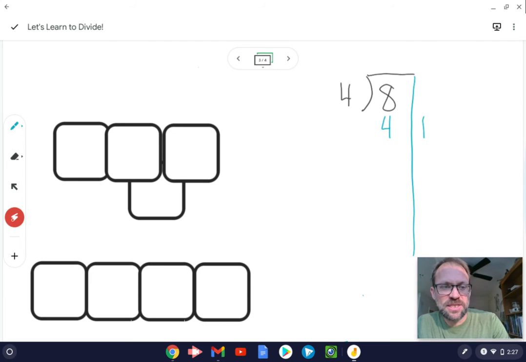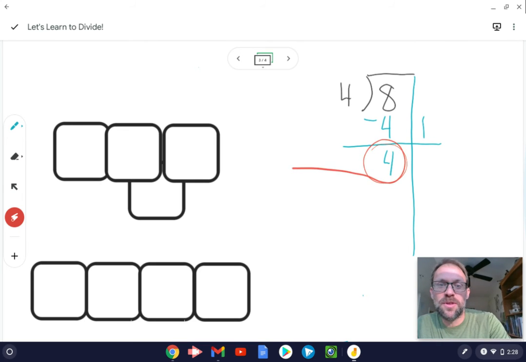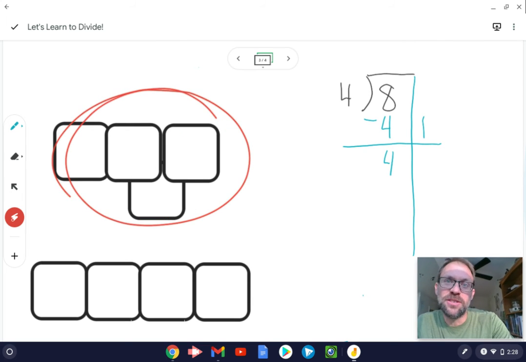So just like we set aside these 4 squares from the pile, the way we take away that 4 from the pile when we use partial quotients is to subtract the 4 away from the 8. And that gives us 4 left over. And this 4 left over is a number that represents these 4 blocks that are still left over in the pile that we started with.